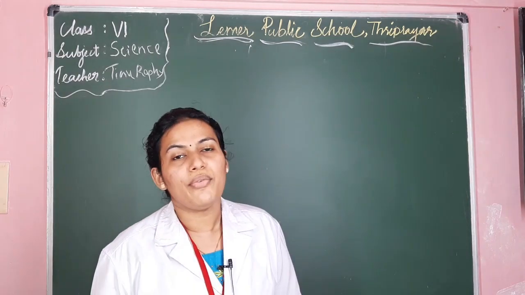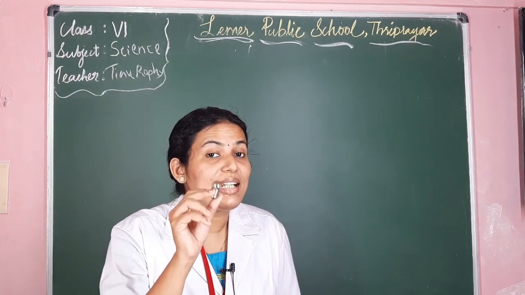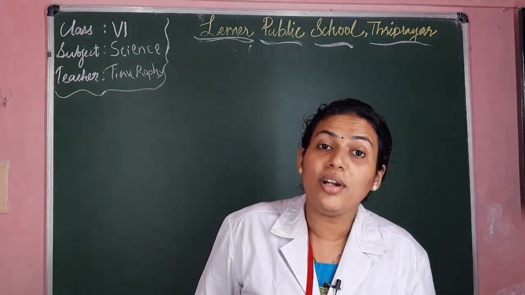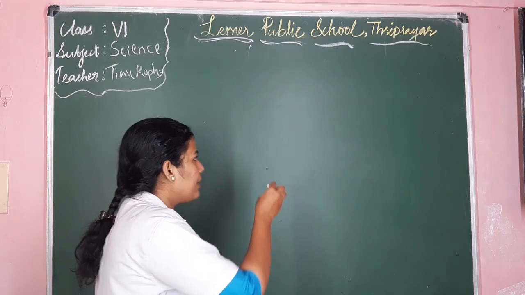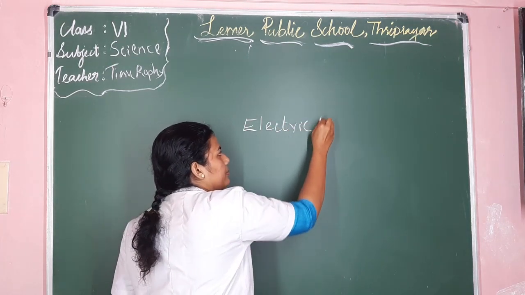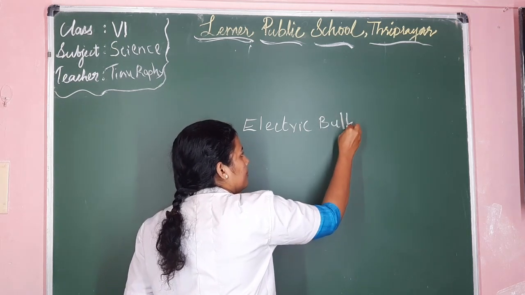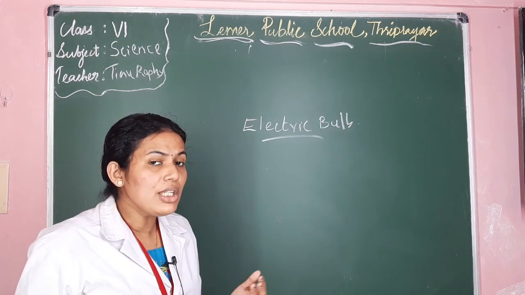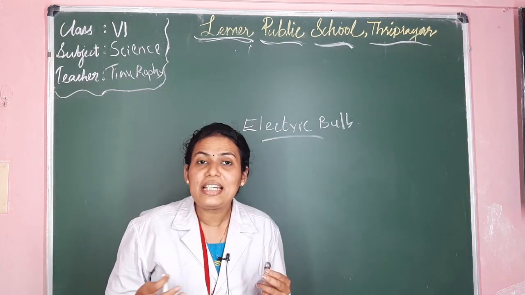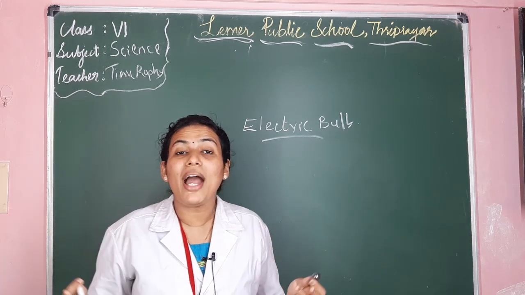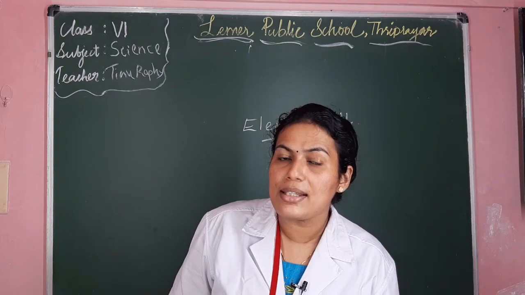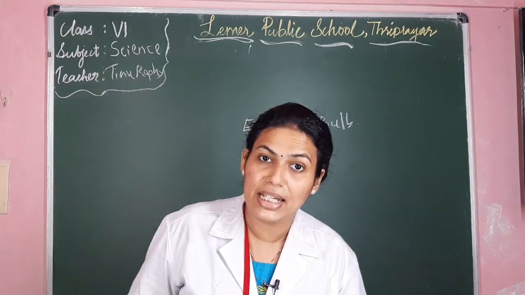Now the next thing we are going to learn is about the electric bulb. So the teacher has brought a small bulb to your class. What are the features of the electric bulb? What is the use of an electric bulb? Electric bulbs are used for light energy, isn't it? Electric bulbs provide light. Now, how are these electric bulbs providing light? We will now see the parts of an electric bulb.